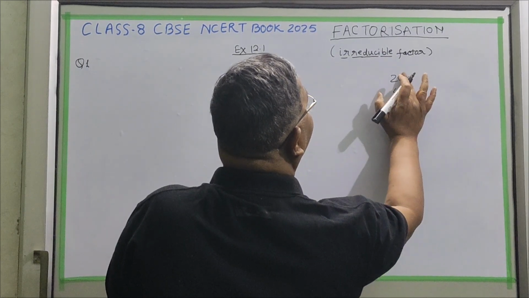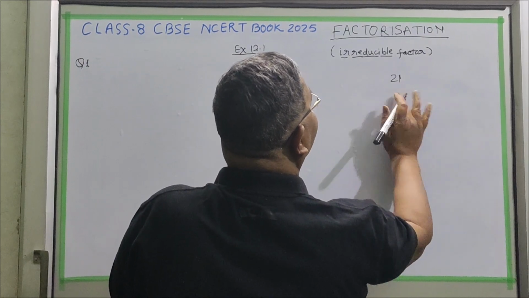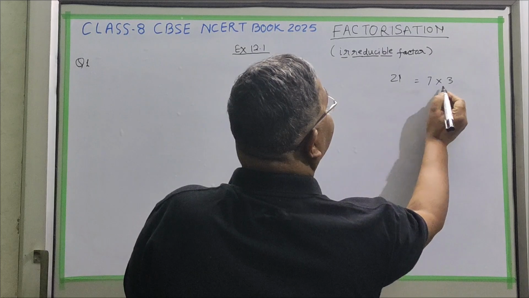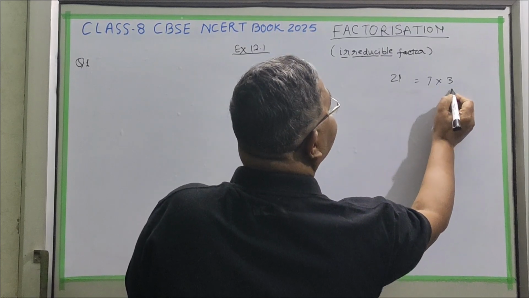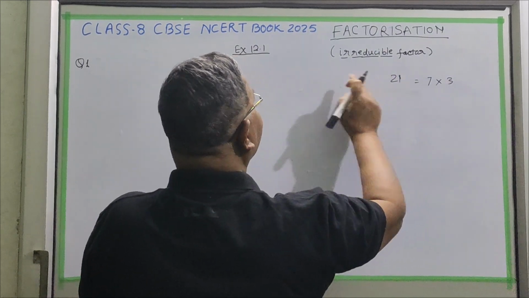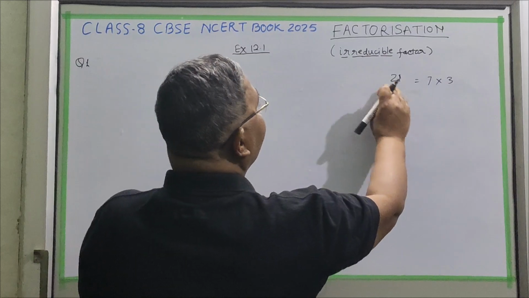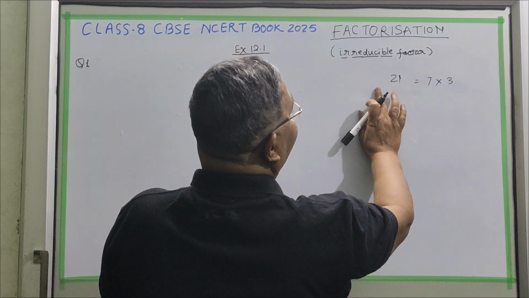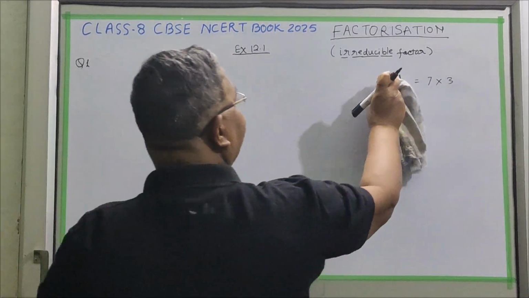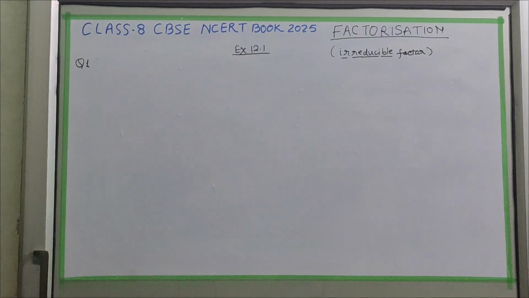If we take 21, then it is equal to 7 into 3. Now 7 is not further breakable or reducible, and 3 also you cannot reduce further. So like this, if for any equation you find the irreducible factors, that is known as factorization. We will do all the questions in this way, keeping in mind that it cannot be reduced further.